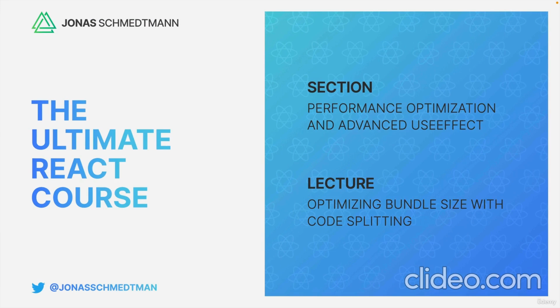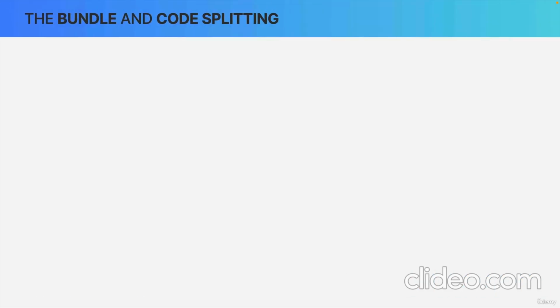So we've talked a lot about optimizing wasted renders and overall app performance. However, probably the most important thing that we can and should optimize is the bundle size. And so let's now learn how to do that. But before we go check out the code, we first need to understand what that bundle actually is. And let's start at the very beginning.